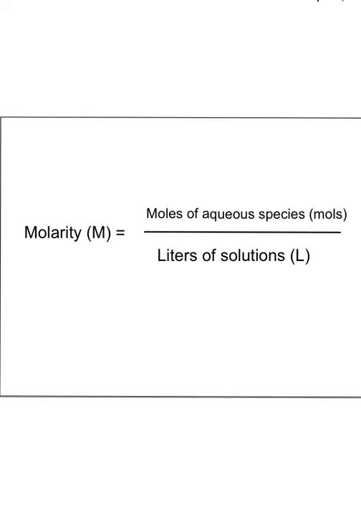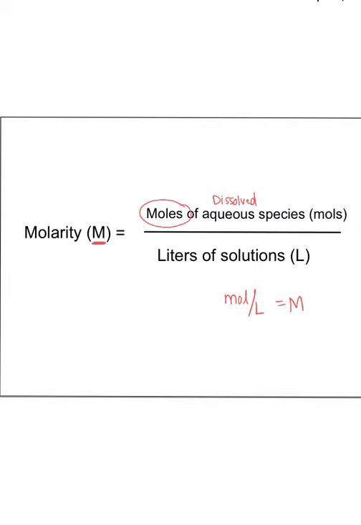So we know roughly what the idea of concentration is, the amount of something that's dissolved, but how do we actually measure it? To measure the concentration of something, we're going to use a new unit called molarity. It gets abbreviated with a capital M, and the way it's calculated is we take the moles of the aqueous species, so the moles of whatever is dissolved, and we divide that by the total volume of the solution measured in liters. So moles per liter, moles divided by liters, is the unit that we use to measure concentration.